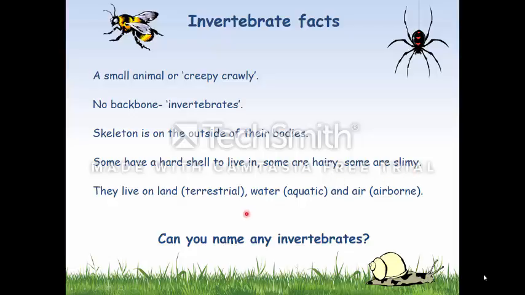So any invertebrate that lives on the land is a terrestrial invertebrate. If they live in the water, they are aquatic invertebrates, and if they can fly, they are airborne. We are only going to study the terrestrial invertebrates tomorrow. So think now of any invertebrates you already know the name of, and please jot them down on worksheet 1.